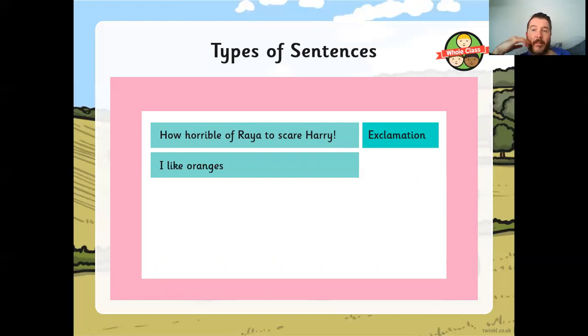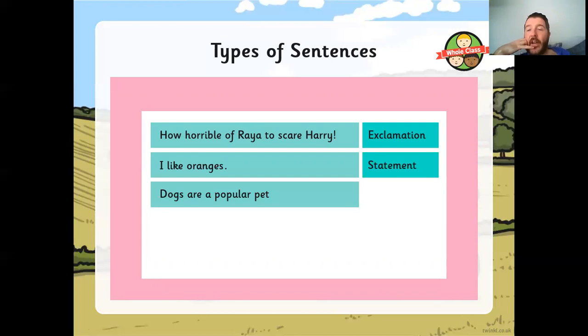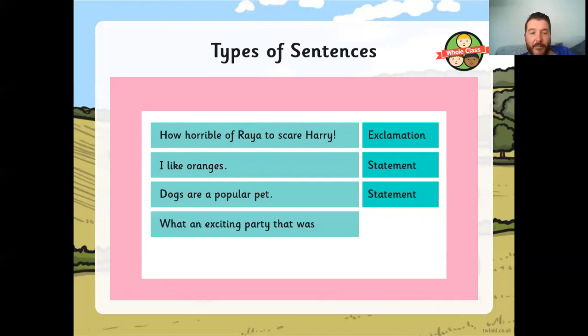Statement or exclamation. Let's check it. Statement. It's just telling us some information, isn't it? Doesn't start with how or what. Doesn't have an exclamation mark. Dogs are a popular pet. Statement or exclamation. Let's check. That's right, it's a statement. Just telling us some information.